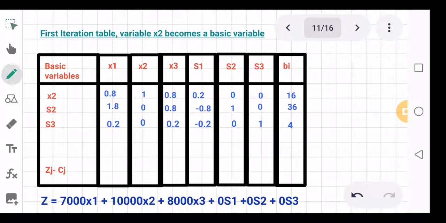So now what we know for x2, it is 10,000. S2 is 0, S3 is 0. Your x1 is 7,000. I'll write it as 7k, so it is easy for me. This is 10k. This is your 8k.